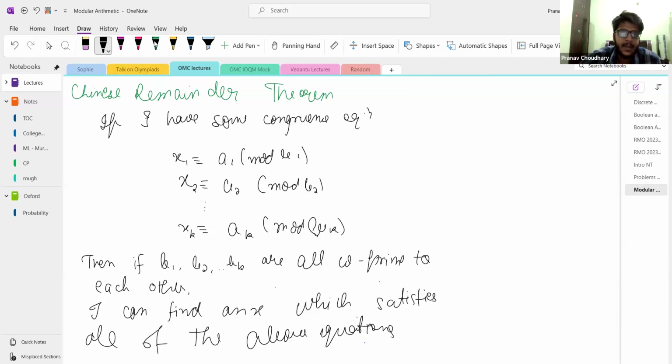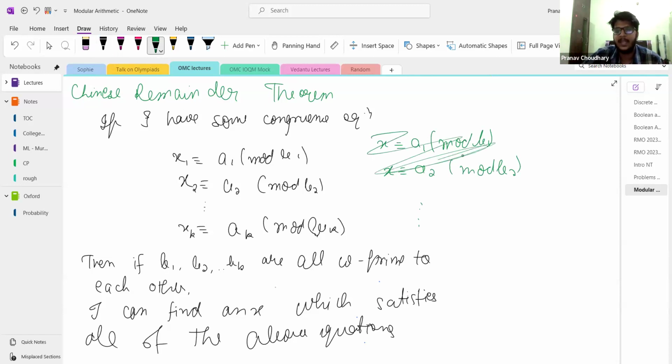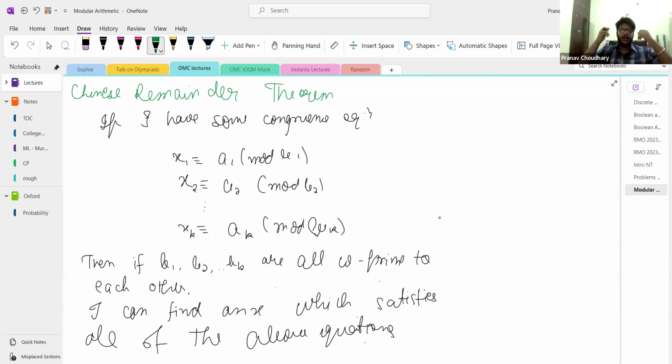So there exists some x such that x will be congruent to a1 mod b1, x will be congruent to a2 mod b2, and so on. There does exist an x of this kind, which is interesting. So basically, if you have n equations, you can combine all of those equations to find a solution. That is one way to see it.